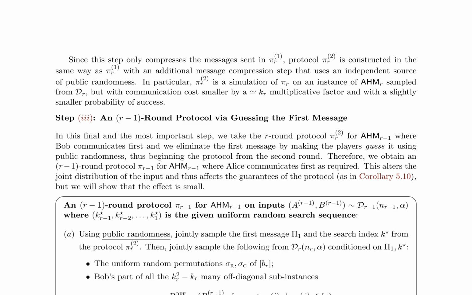The protocol pi 2, r is constructed by adding an independent source of public randomness to pi 1, r, which compresses the messages sent in pi 1, r. This results in a smaller communication cost and a slightly smaller probability of success. The next step involves eliminating the first message by making the players guess it using public randomness, thus beginning the protocol from the second round. This alters the joint distribution of the input and affects the guarantees of the protocol.